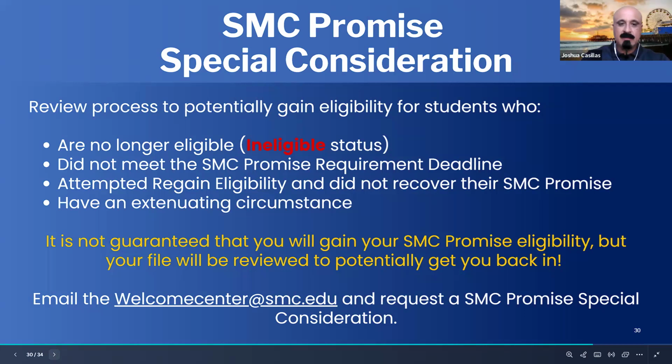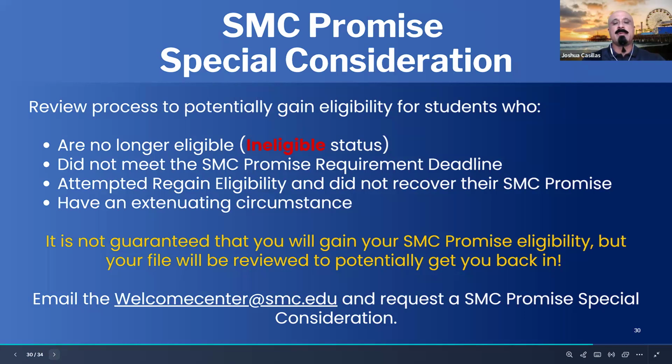with my file. Or the last is you have extenuating circumstances. We get this one a great deal. There's certain things that are out of your power, right? Life happens. Once again, we like to take the human approach and we like to help students retain their eligibility and or we review their file to give them eligibility via the special consideration process.